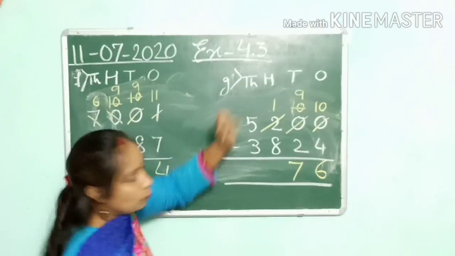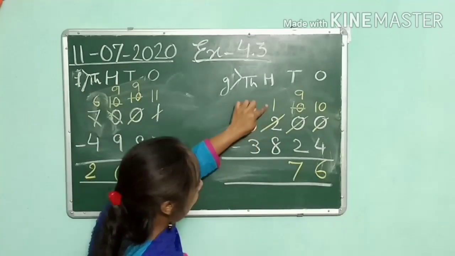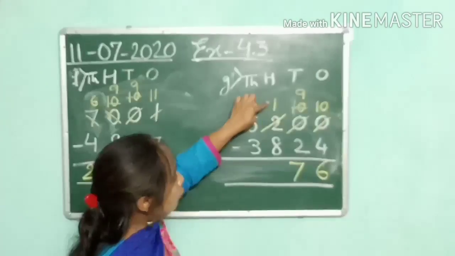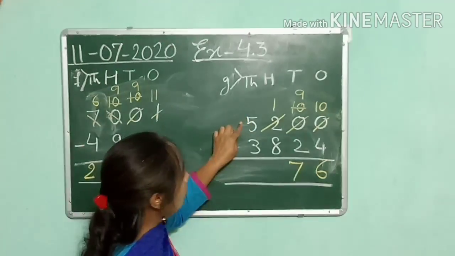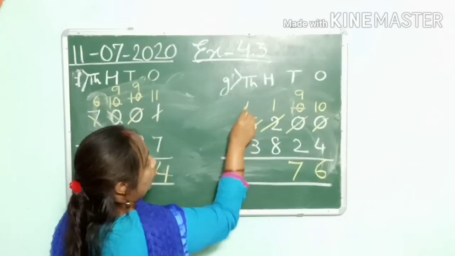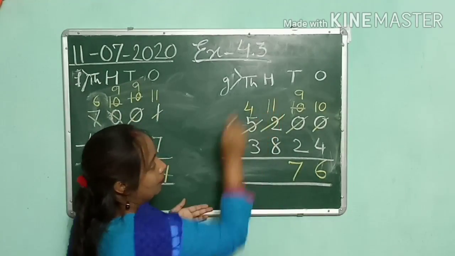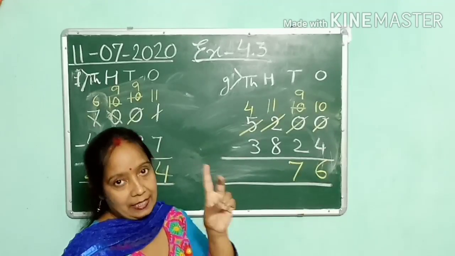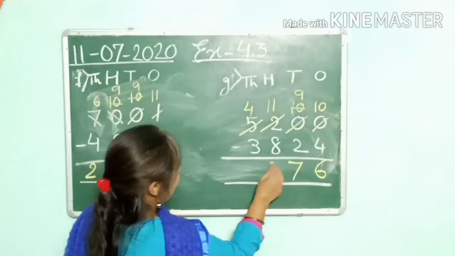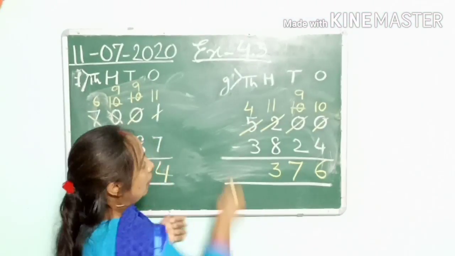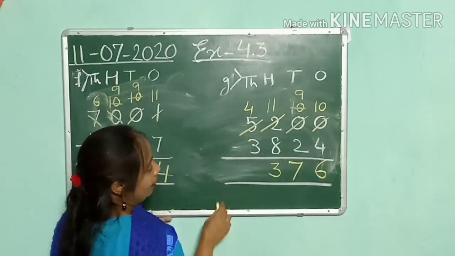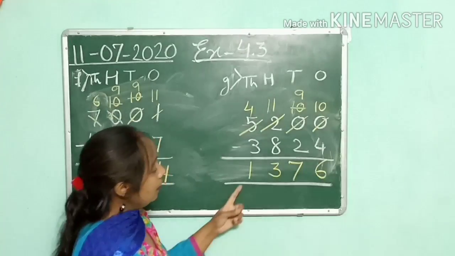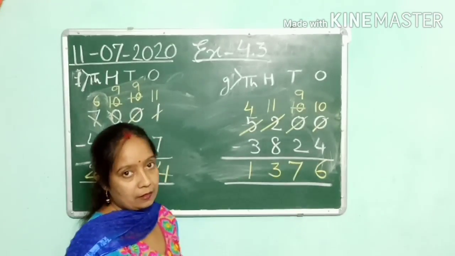Now under the hundreds column you have to subtract 8 from 1. 1 is smaller than 8. So you cannot subtract. So 1 will borrow from this 5. 5 becomes 4 and 1 becomes 11. Now 11 minus 8. So after 8: 9, 10, 11. 3. So write here 3. Under the thousands column you have to subtract 4 and 3. 4 minus 3 is 1. So your difference is 1376.